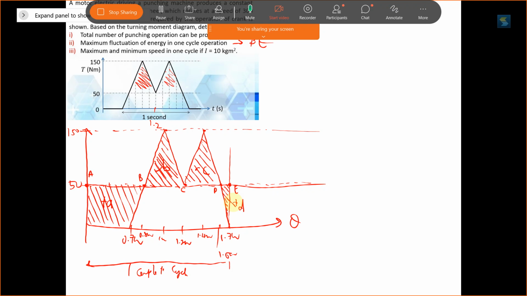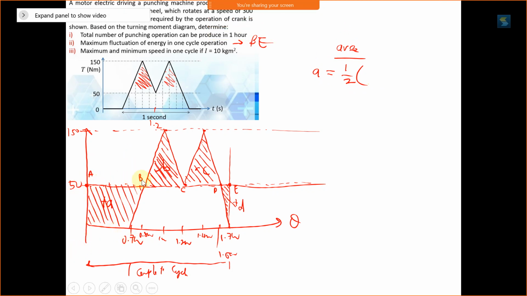Now we want to determine the area. Area of A. So what is our area of A? For A, there it is triangular. So we have 1/2 times 0.7, which is the distance from here, plus 0.8, times 50. 0.7 omega plus 0.8 omega times 50. Then area of A should be 37.5 omega.